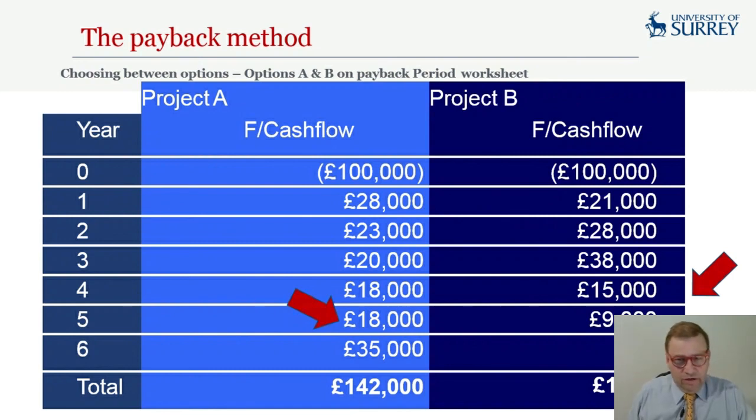However, when we look closer, we neglect what happens after. This is the weak point. In the case of project A, the biggest money comes in year 6. So this is the disadvantage shown in practice.